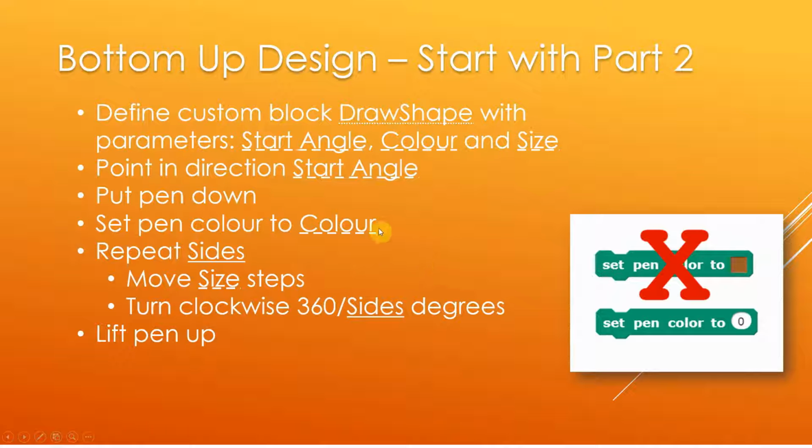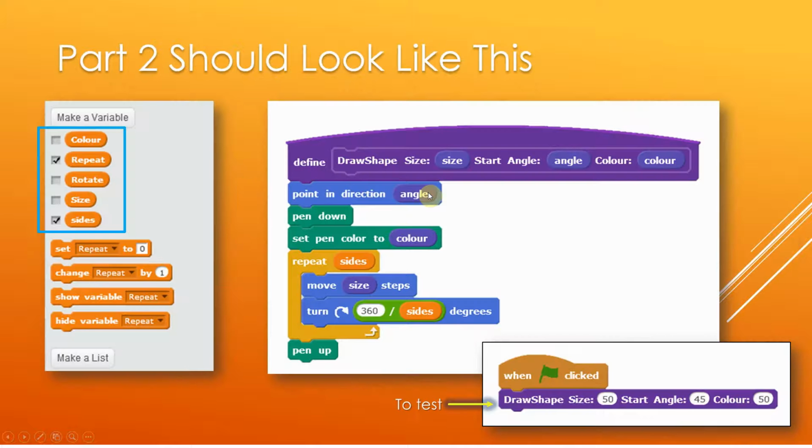Okay, as I said, we covered this last time, so I'm not going to go through it step by step. We will jump straight to the code in the next slide. One thing to note, however, when you are putting your variables into your custom block, make sure that the ones you put in when you're calling your custom block, in DrawShape in this case, are the same and in the same order. The order is very important, as we'll see shortly.